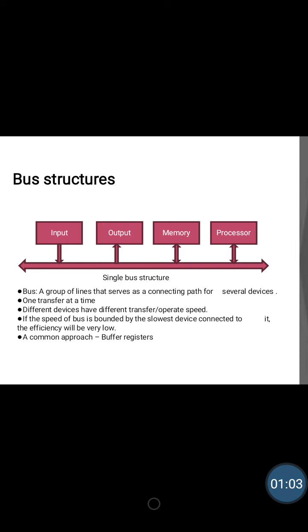Okay, what this bus is? Bus is used to connect the different parts of a computer, right? So what is this bus? Bus is a group of lines that serve as a connecting path for several devices. It acts as a connecting path for several devices. Okay. Figure in the slide shows the simplest way to interconnect the functional units of the computer. Okay, this is a single bus structure. What you can look at in the slide, you can look at single bus structure.